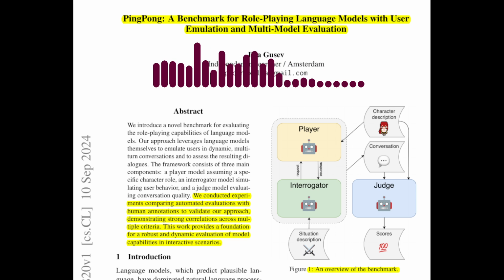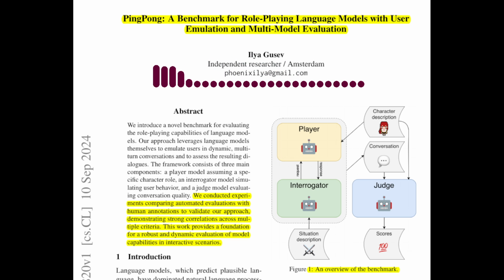So how does PingPong address these limitations? PingPong introduces a dynamic, multi-turn benchmark that uses language models themselves to emulate users in conversations. This approach involves three key components: a player model assuming a specific character role, an interrogator model simulating user behavior, and a judge model evaluating the conversation quality.